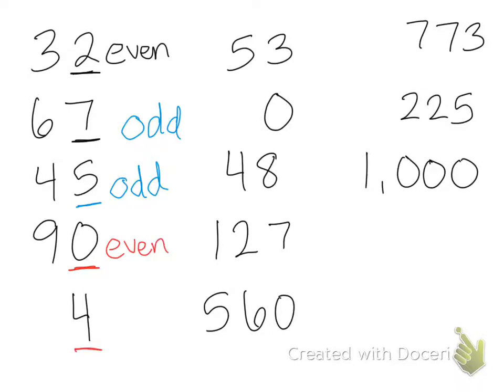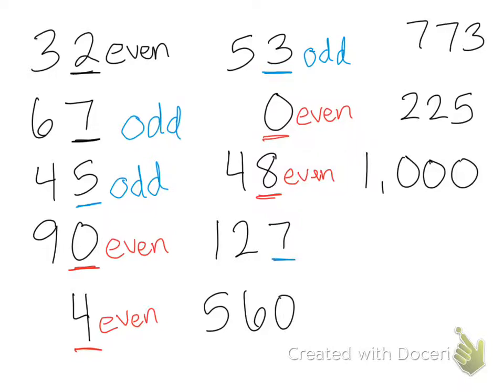On 4, that is an even number. Okay. On 53, the 3 is an odd number, so that means 53 is an odd number. 0 counts as an even number. 48, the 8 is an even number, so 48 is even. 127, the 7 is odd, so that means this whole number is odd.